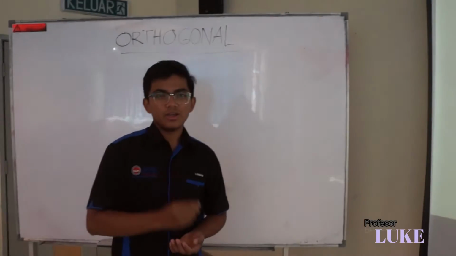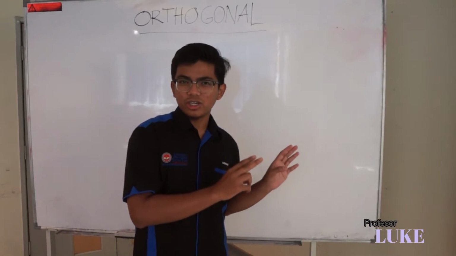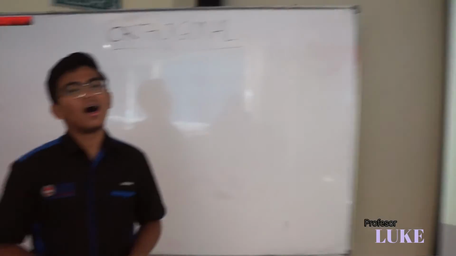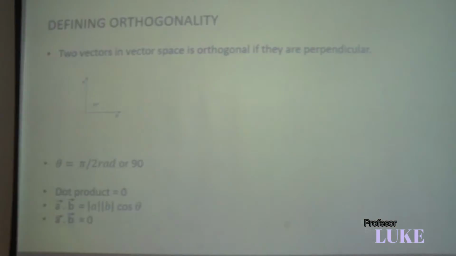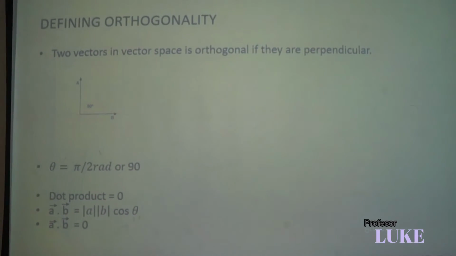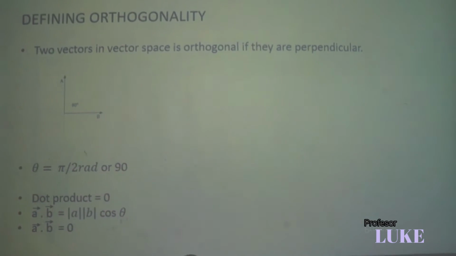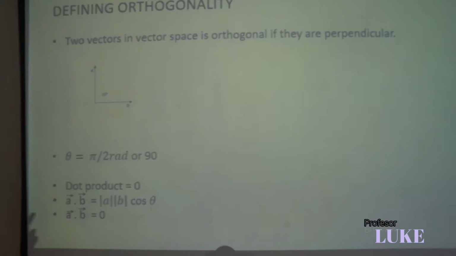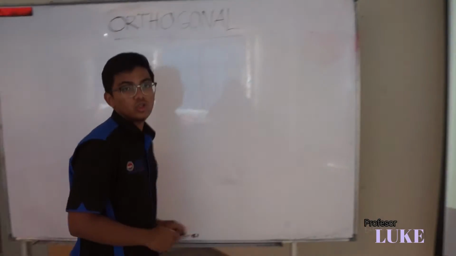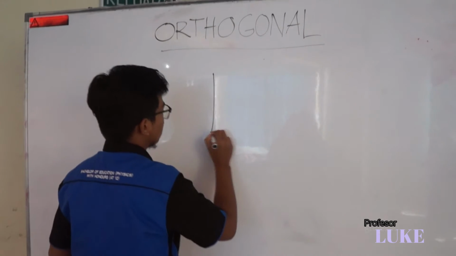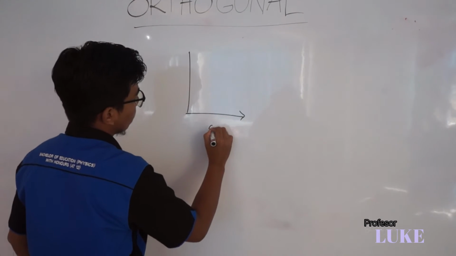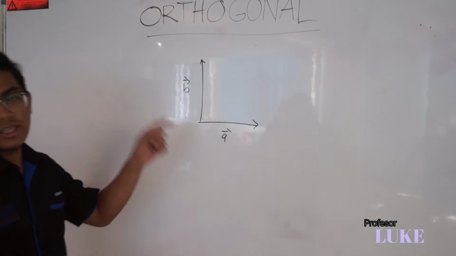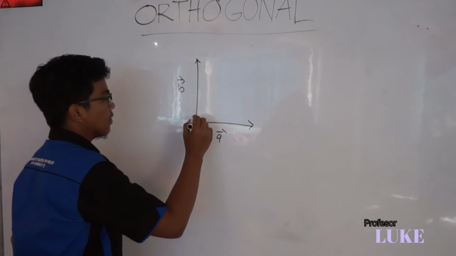I know the definition is quite difficult to grasp. To make it simple, orthogonality means two vectors in a vector space are perpendicular. Two vectors are perpendicular to each other like this. So we have vector A and we have vector B. The vector A and vector B are perpendicular to each other.